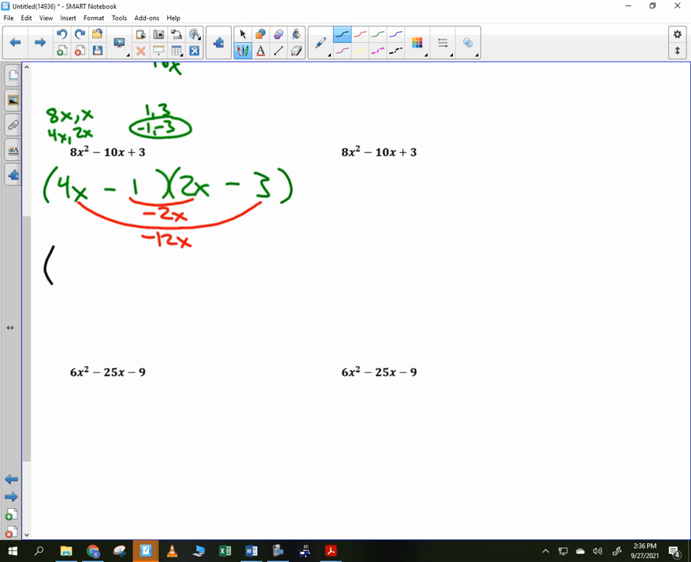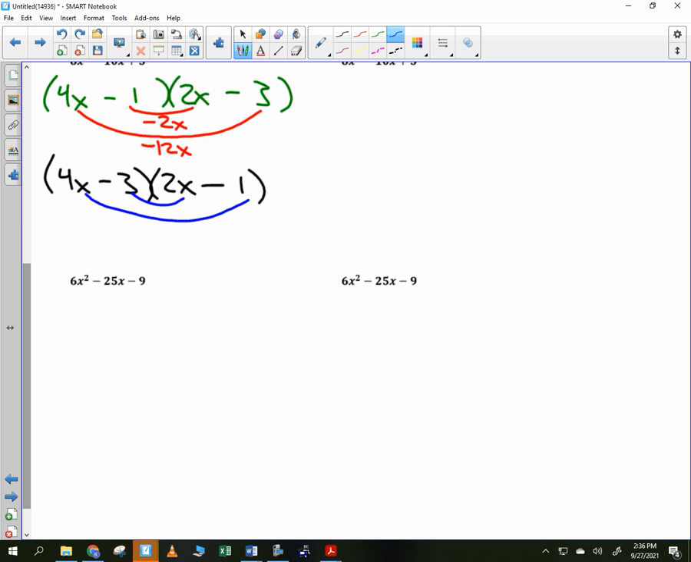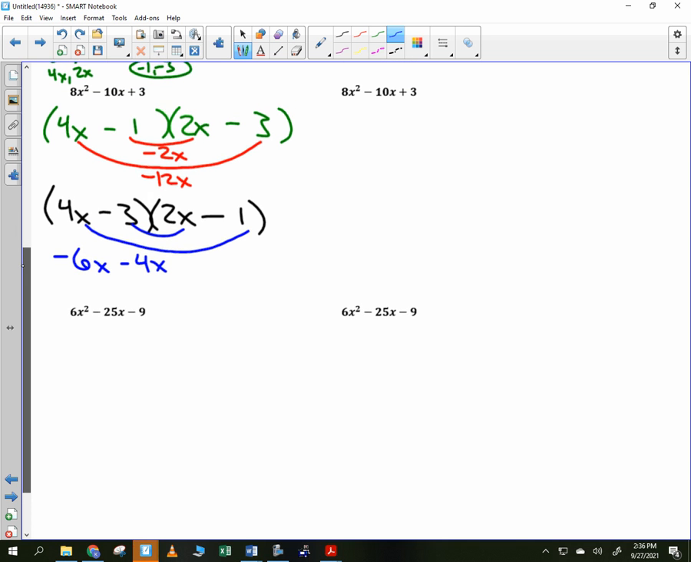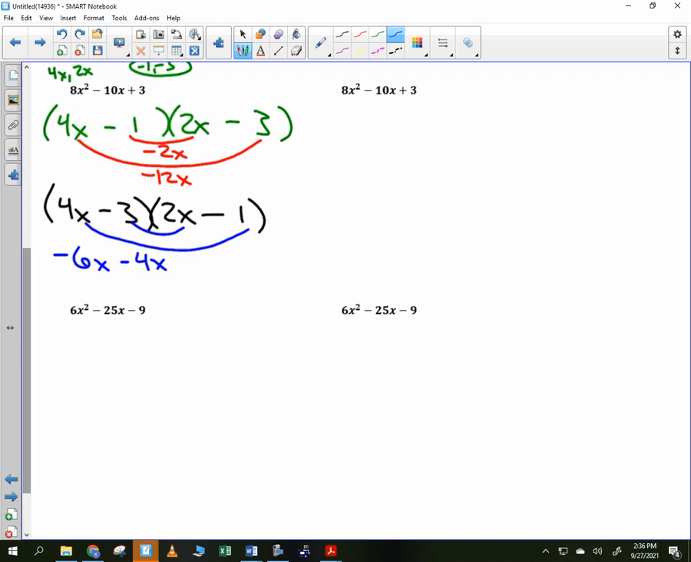Somebody have a different option? Yeah, let's try 4x minus 3 and 2x minus 1. Negative 3 times 2x is negative 6x. And 4x times negative 1 is negative 4x. Does that make negative 10x? It does. And so therefore we know that this is the correct factorization.